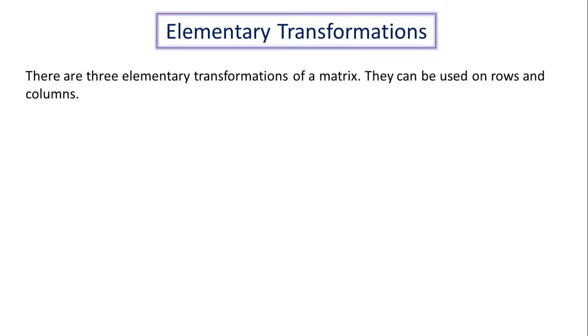There are three elementary transformations of a matrix. They can be used on rows and columns. We will see this one by one. The first elementary transformation is interchange of any two rows or any two columns. Elementary transformations can be used on rows as well as on columns.